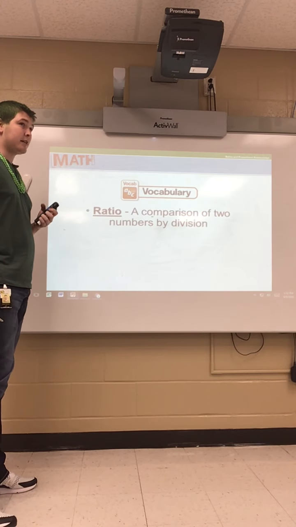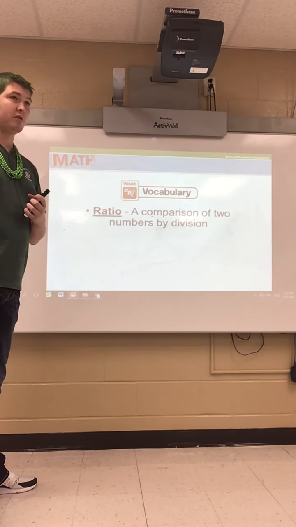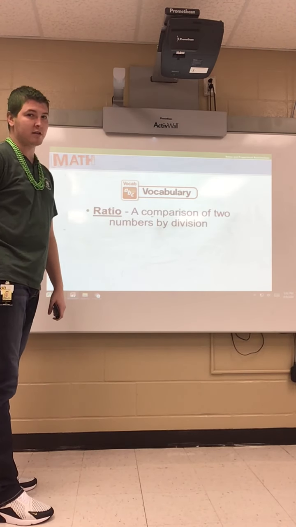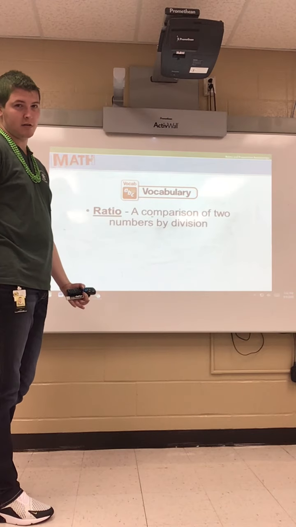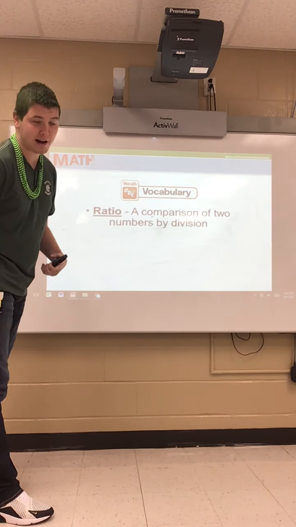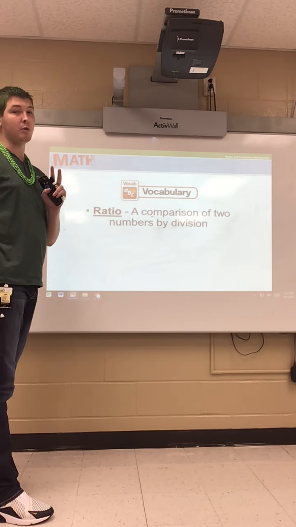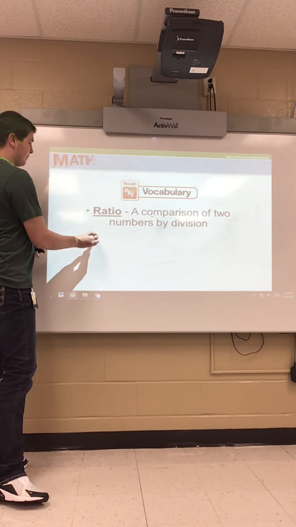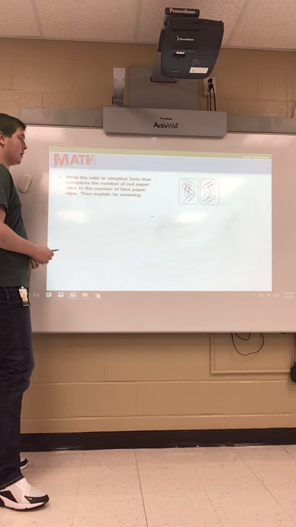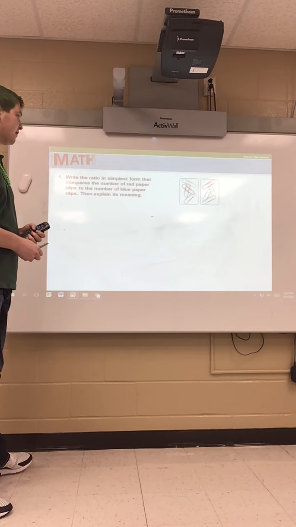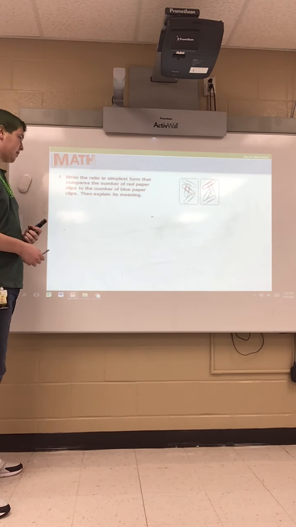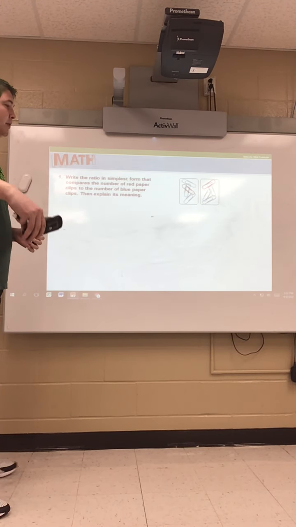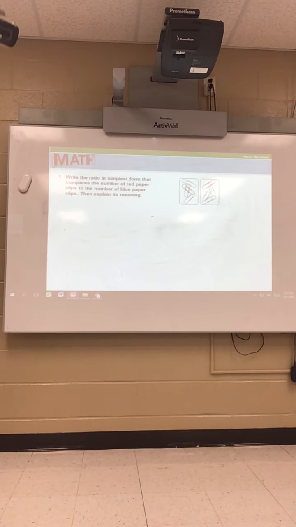A ratio is a comparison of 2 numbers by division. In other words, it's just a fraction. A ratio can be written as a fraction, and can also be written in 2 other ways, but we'll find that out in a minute. So, write the ratio in simplest form that compares the number of red paper clips to the number of blue paper clips. And then we need to explain its meaning.